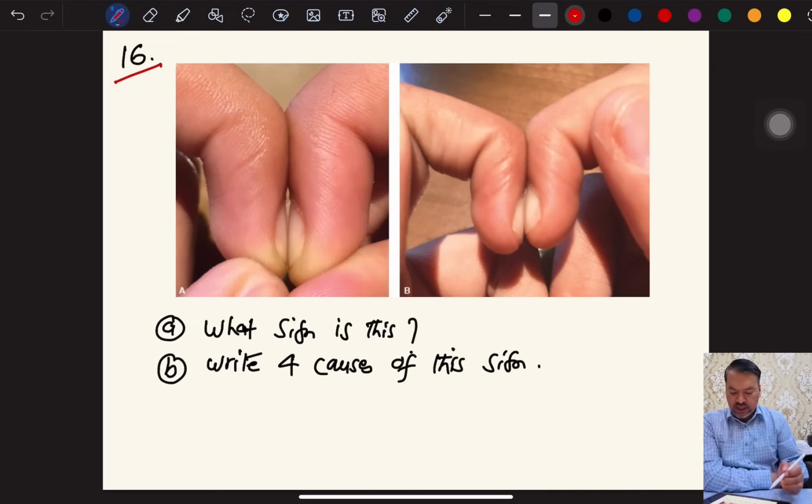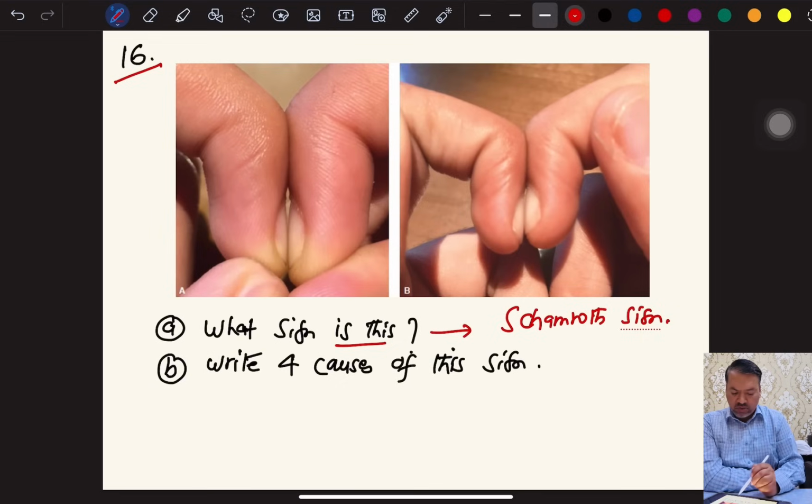Now number 16, you can clearly see the question here. What sign is this? Now look at this picture. This is called Samrat sign. Okay, Samrat sign. Now what is the Samrat sign? The Samrat sign is done in case of clubbing. Whether there is clubbing or not, whether there is an early feature of clubbing or not, we do the Samrat test or Samrat sign for that.